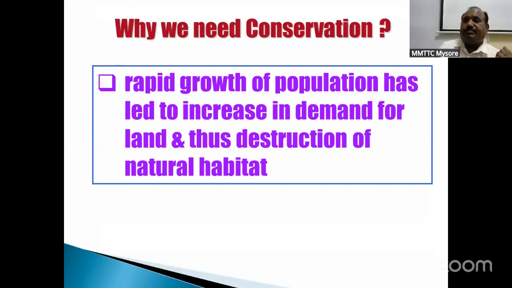The rapid growth of population has led to an increase in demand for land, and thus destruction of natural habitat. Population is a big issue. Population is increasing rapidly, and with that the demand is also increasing. To meet the demand, we have to do a number of developments. One side is industrialization, one side mining, one side urbanization, another side is the vehicular, automobile industry.